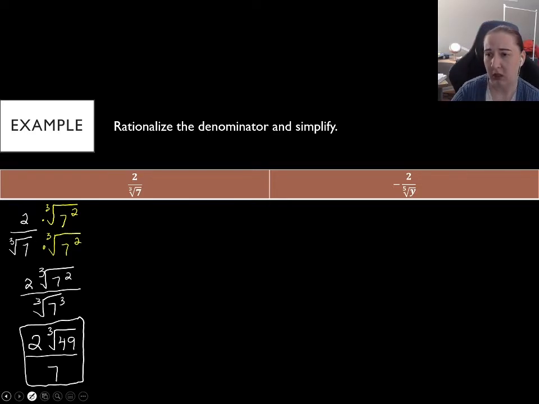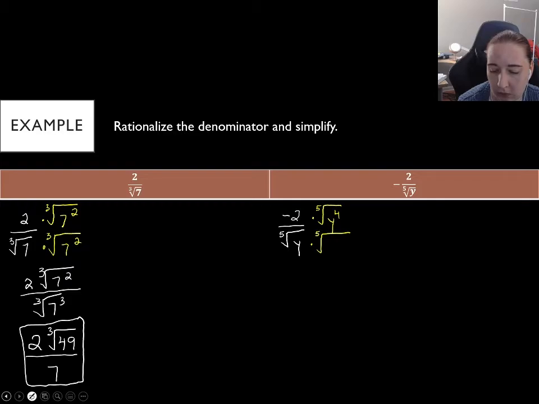Now, next one here, we have negative 2 over the 5th root of y. So that negative in the middle, you can put it on the top. That's completely fine. Sometimes that's easier. So we have the 5th root of y. So we need to get an exponent of 5 in order to cancel out a 5th root. So I have 1 y. So I need to multiply by 4 of them to get 5 total. So we are multiplying by the 5th root of y to the 4th, top and bottom.